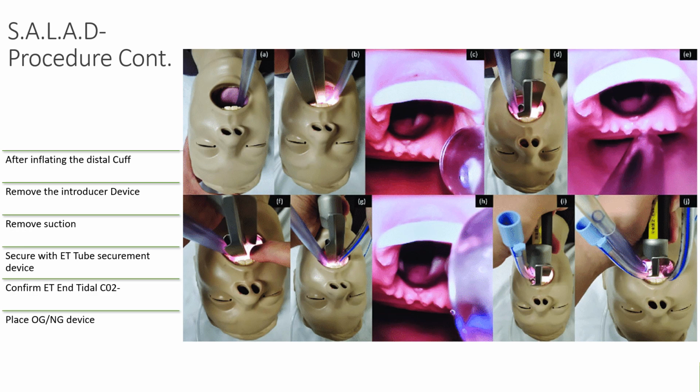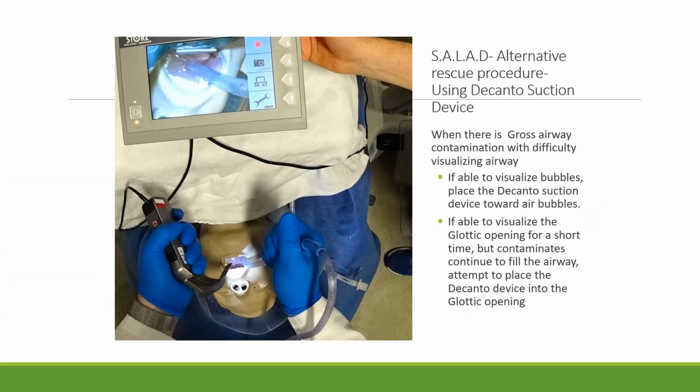So after it's in the correct placement, you inflate your cuff, remove your introducer device, whether that's a bougie, stylet, or rigid or semi-rigid. Then you remove suction, secure your tube placement, confirm again with ETCO2, place OG and G.